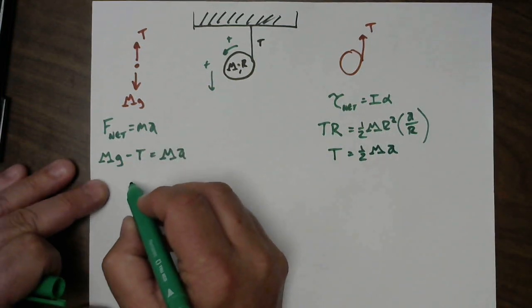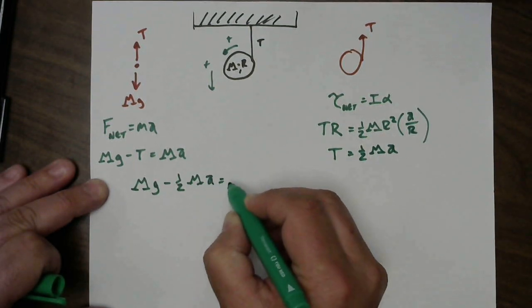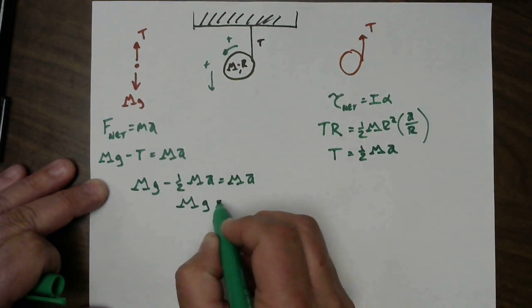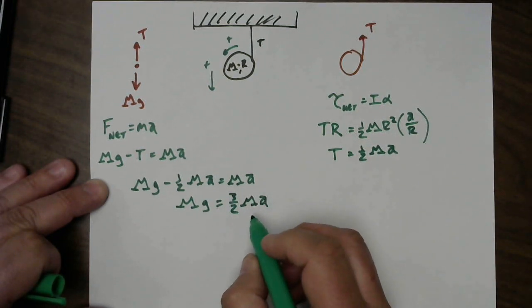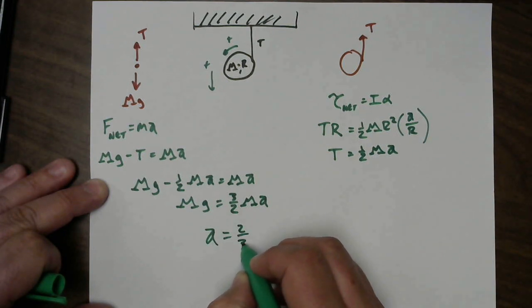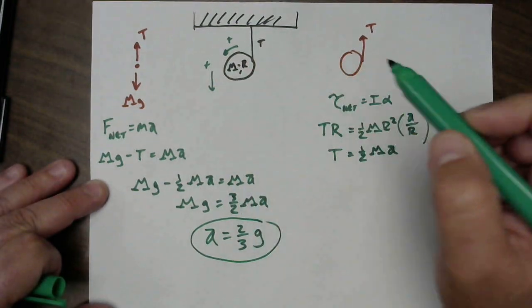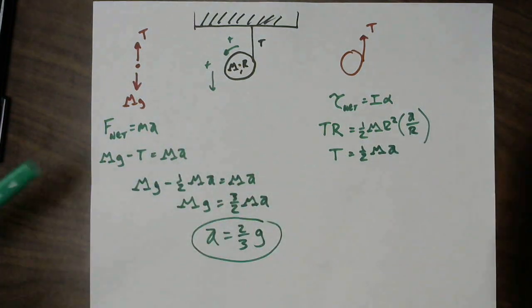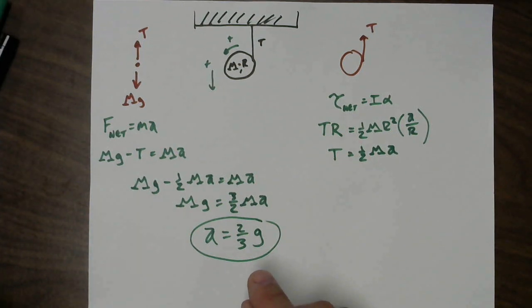Put that in over here, and you're going to wind up with m times g minus 1/2 m times a equals m times a. This goes to the other side, and we have m times g equals 3/2 m times a. The m's cancel, and we wind up with the acceleration being 2/3 g. As long as the mass is also the thing doing the rotating, and as long as it's a cylinder, then we're going to wind up with an acceleration that's 2/3 of g. That's kind of fun, and I thought you might enjoy that.